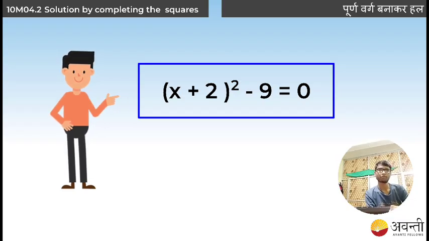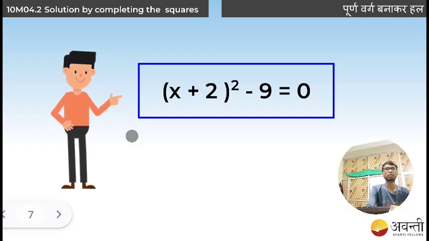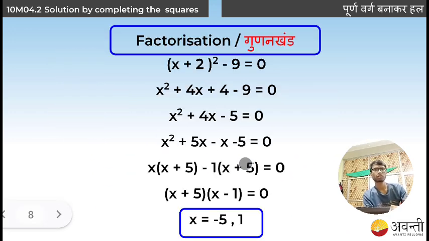Here we will apply algebraic identities because it is giving the opportunity to apply algebraic identities. Here it is (a plus b) raised to power 2. So after applying algebraic identities, just see what is coming. Here we applied algebraic identities and at the end we are getting two values of x. First is minus 5 and second is 1.